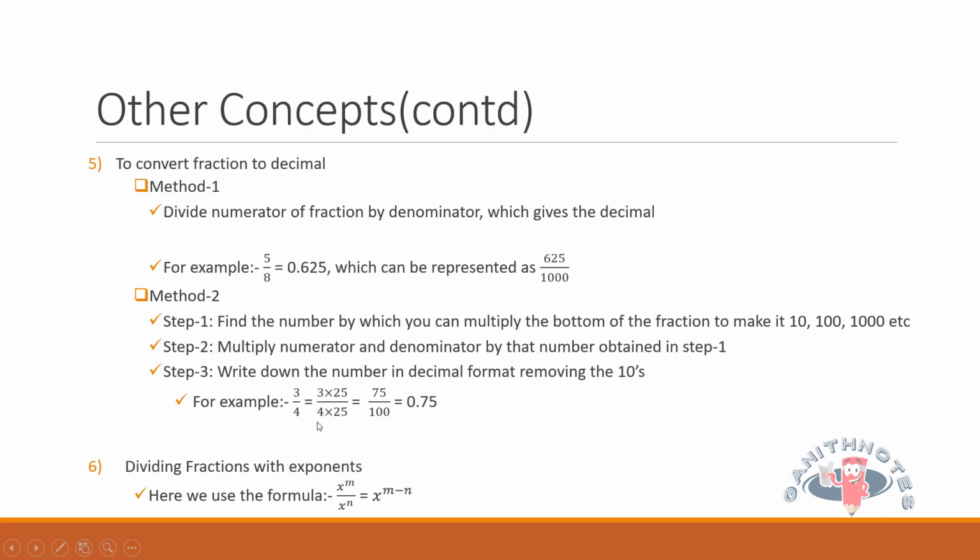For example, if you are given the fraction 3 by 4, what multiplied by 4 gives you 100? When you multiply 4 by 25, you get 100. So in order to change this 3 by 4 in terms of 100, you have to multiply both the numerator and denominator by 25. So 3 into 25 is 75, 4 into 25 is 100. So 75 by 100 can be represented as 0.75 in the decimal format.